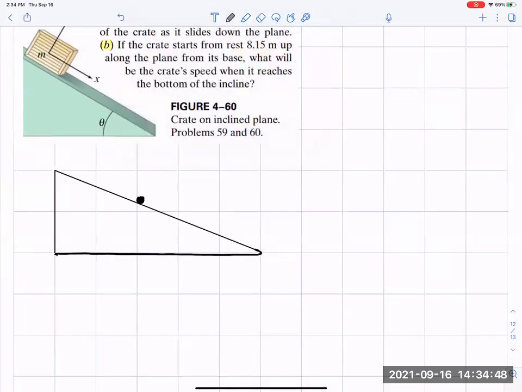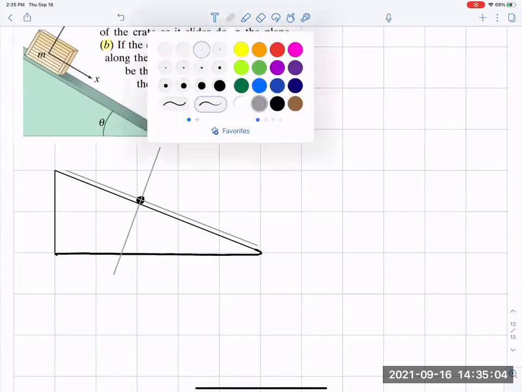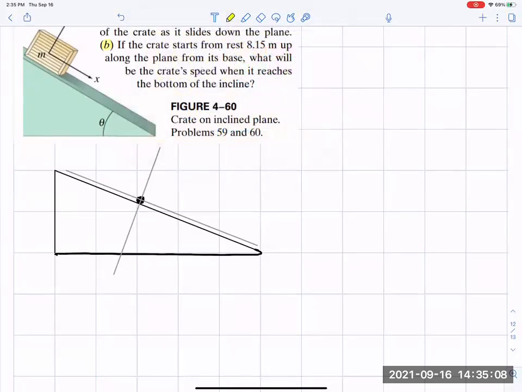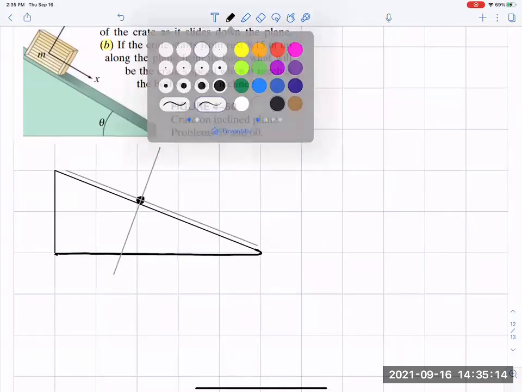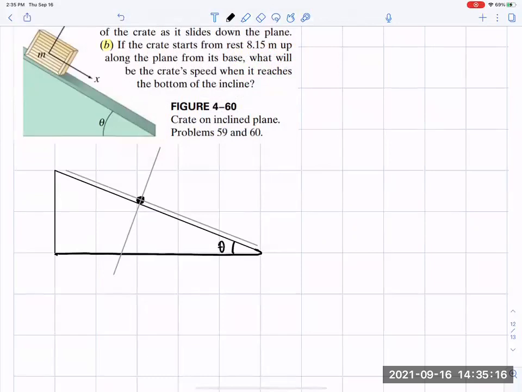The x-axis will go parallel to the incline, maybe just like so. The perpendicular one will be your y-axis. And remember the corresponding angles that are formed where the sides are formed by corresponding sides. If the corresponding sides are perpendicular, that's how you will find theta. So let's define our theta first. You have the theta down here at the base.